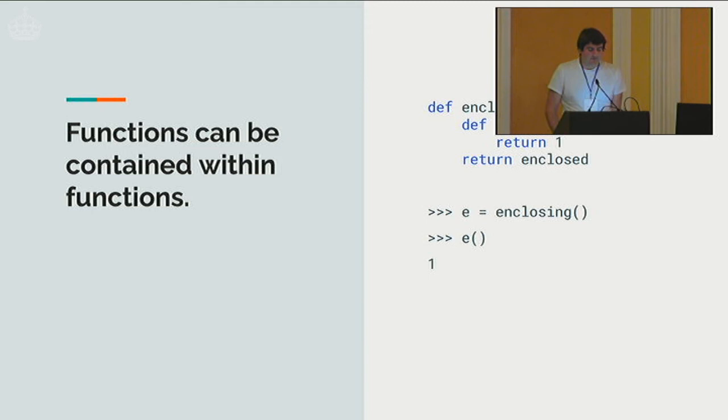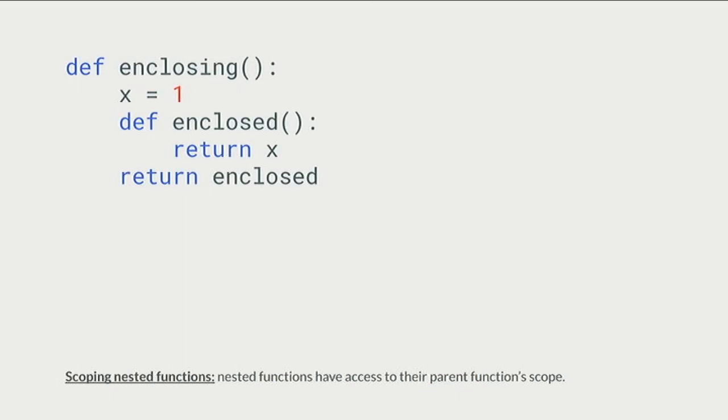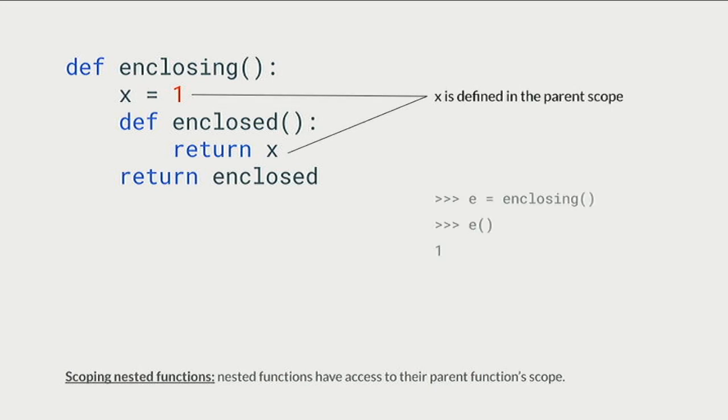So, for example, functions can be contained inside of another function. So here we've got this enclosed function, which is inside of that enclosing function. And it's dead simple, all it's doing is returning a value. Now, if we make that function a little bit more complicated and introduce a variable, you can see that here this variable x is being defined in our parent scope. We are able to access the scope of our parent function inside of our enclosed function there.